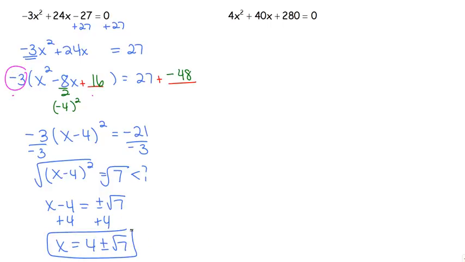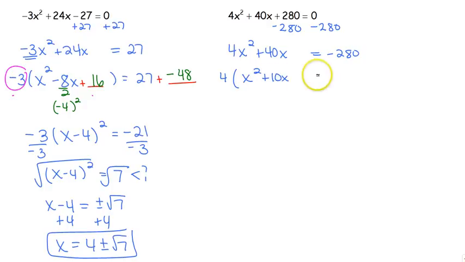Alright, so again, to review, if our a value is not 1, we make it 1. So we start the same way. We move our c value to the right-hand side of the equation, leaving us with 4x squared plus 40x on the left and a negative 280 on the right. I'm not going to create a perfect square trinomial yet because my a value is not 1, my a value is 4. So I'm going to pull that 4 out. And when I pull the 4 out, I'm left with x squared plus 10x. And we still got the 280 on the right, so all I've done is pulled out that factor of 4 from those two pieces.